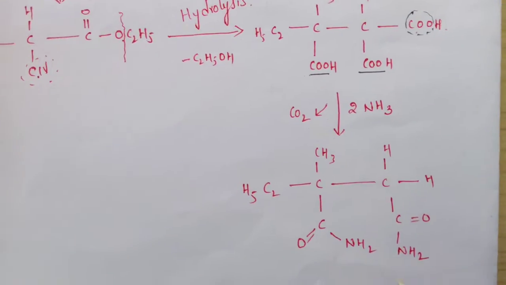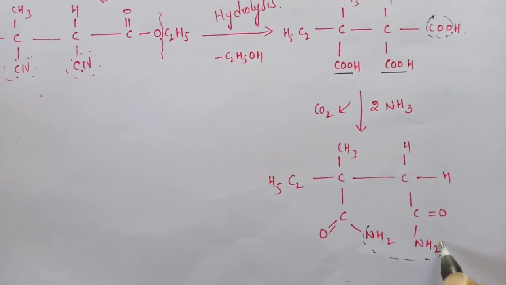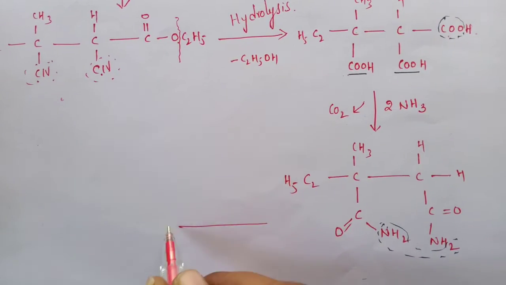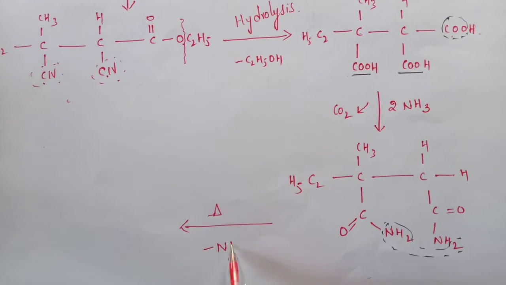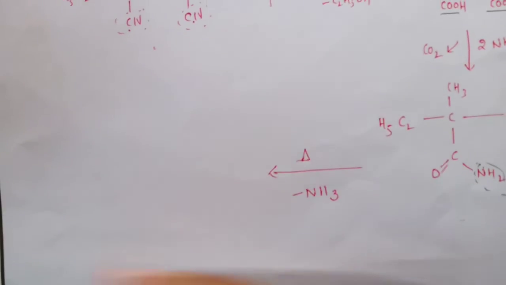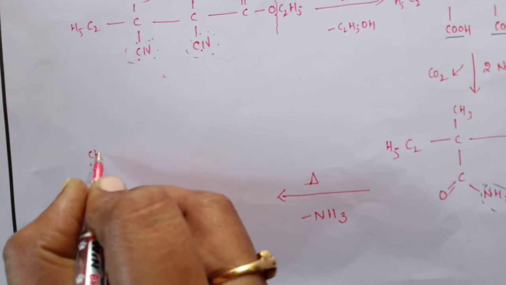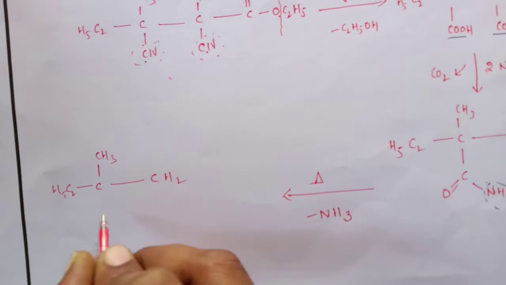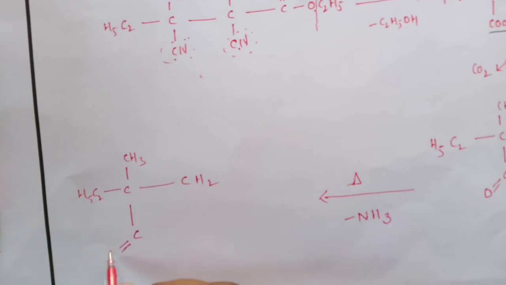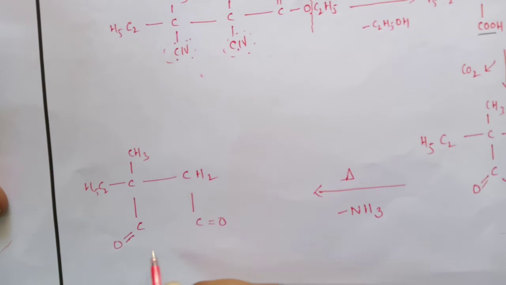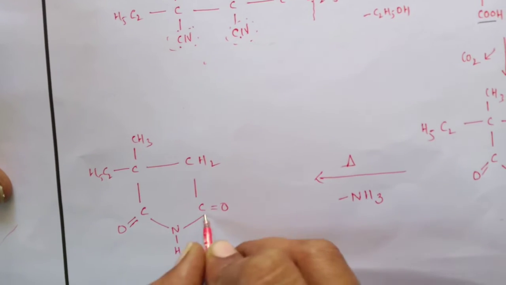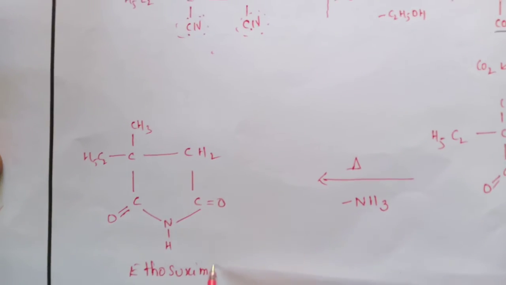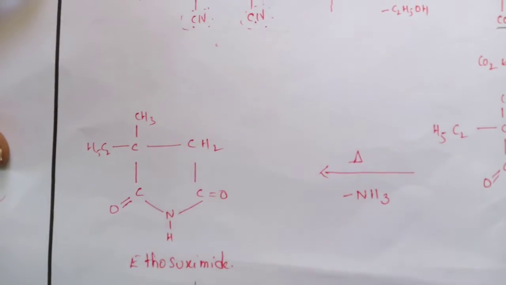The next step is deamination with the loss of an ammonia molecule as NH3. This is possible upon heating. Upon heating, it simply undergoes loss of ammonia, and finally gives the final product CH3, C2H5, CH2, C double bond O, here also C double bond O with NH, nothing but ethosuximide. So this is the final structure of ethosuximide.